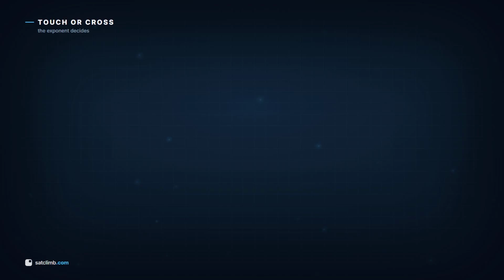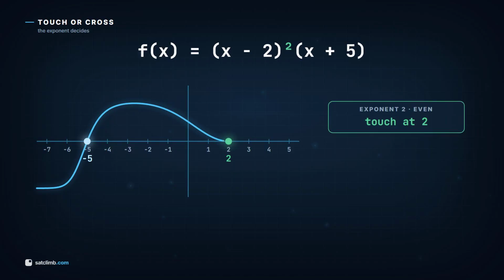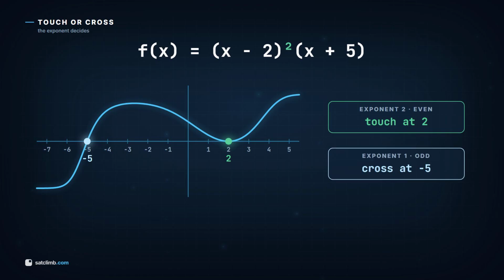One more thing the factors tell you. Look at f of x equals x minus 2 squared times x plus 5. The zeros are 2 and negative 5, but they behave differently. The exponent on x minus 2 is even, so the graph touches the axis at 2 and turns around. The exponent on x plus 5 is odd, so it cuts straight through at negative 5. Even exponent touches. Odd exponent crosses.